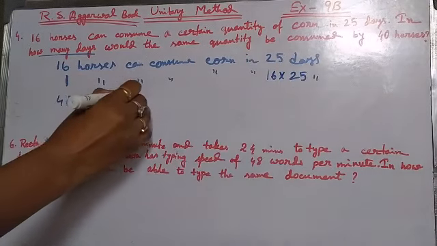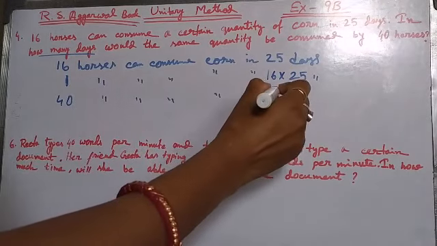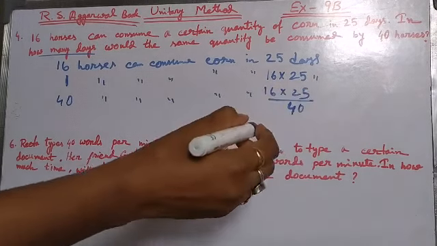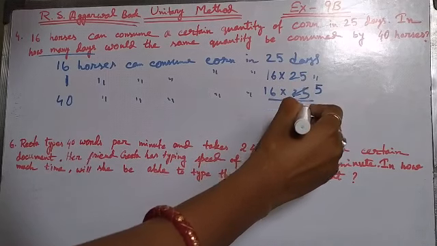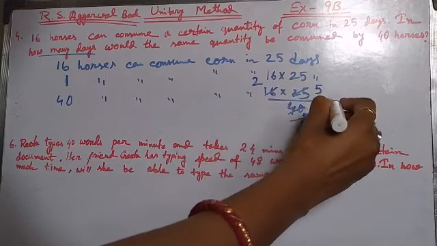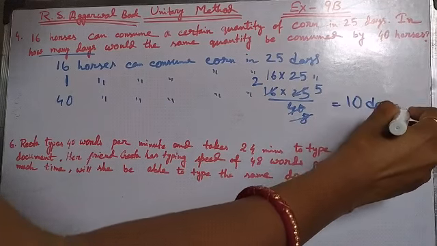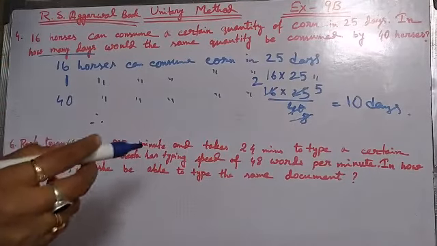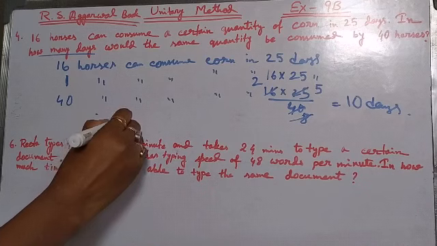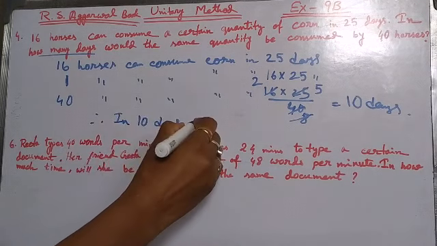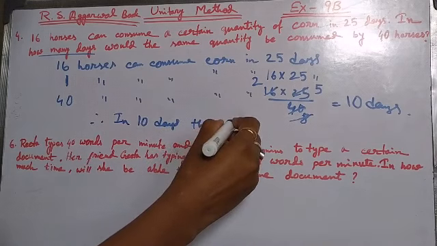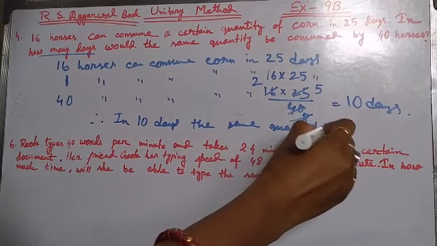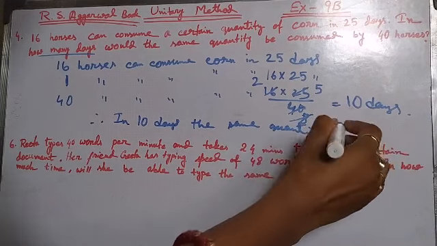Then for 40 horses, that will be divided. So by 5 at first we will see that, 8 into 16, that means 10 days. Therefore, in how many days would the same quantity be consumed? In 10 days the same quantity would be consumed.